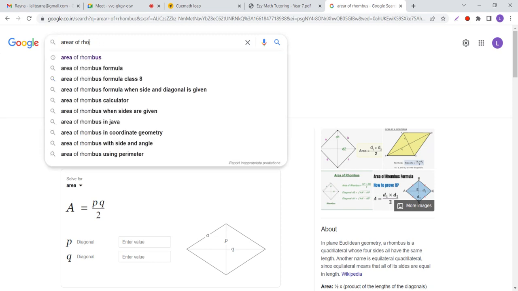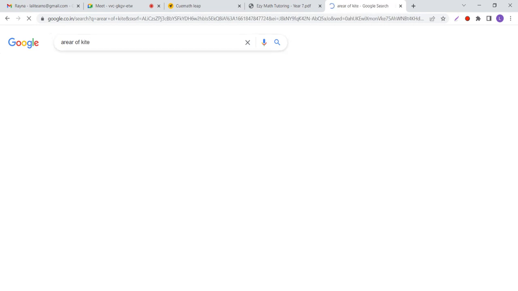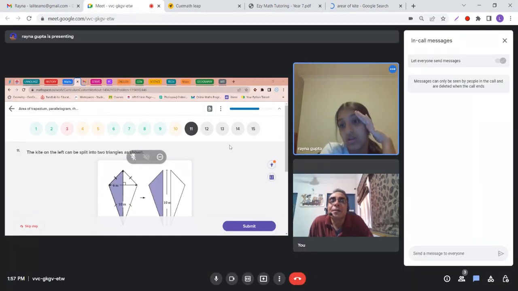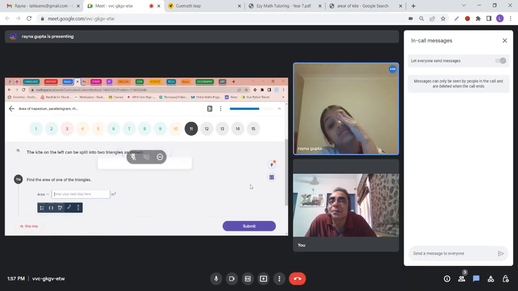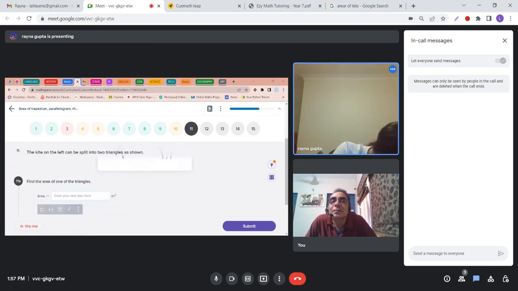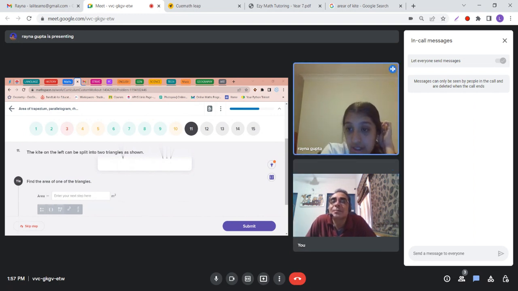Area of a triangle is half base times height. Yeah, 0.5 times 10 times 6. It's 30. Did you get it correct? Wait, 0.5 times 6 times 10. No, wait. Yeah, it's 30.